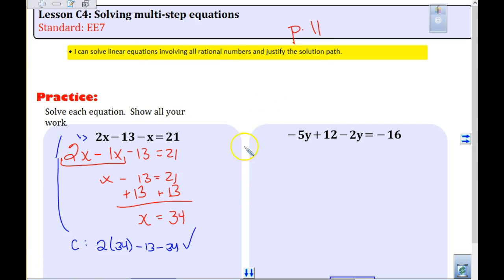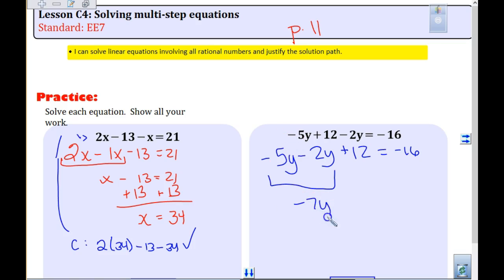We're going to rearrange this next one. If I am rearranging, we're going to put our y terms down first. So we're going to write it as what? Negative 5y minus 2y. Okay, we are adding those like terms together. Negative 7y. Negative 7y. We have plus 12 equals negative 16.